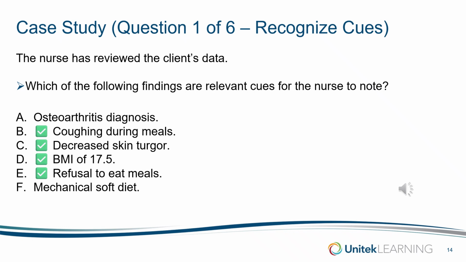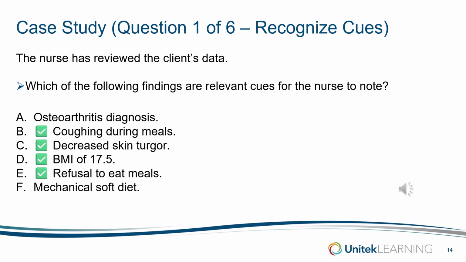Decreased skin turgor indicates possible dehydration. A BMI of 17.5 is classified as being underweight, which increases risk of malnutrition, skin breakdown, and impaired immunity. A refusal to eat meals is a behavioral cue that points toward poor nutritional intake, possible depression, dental problems, or an alteration in taste.